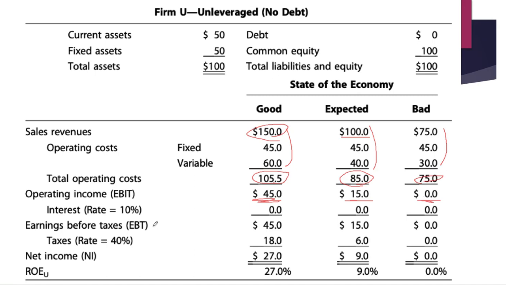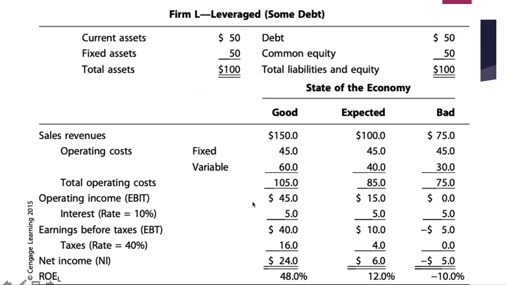Now the part that is different is here. If the company has some debt financing, I mean 50-50 here, then there will be some interest payments for this 50 million of debt. That corresponds to 10% times 50, which gives you minus $5 million. Basically, that's the interest cost. So from the operating income, if we subtract the interest, you will get 40 million, 10 million, and minus $5 million.